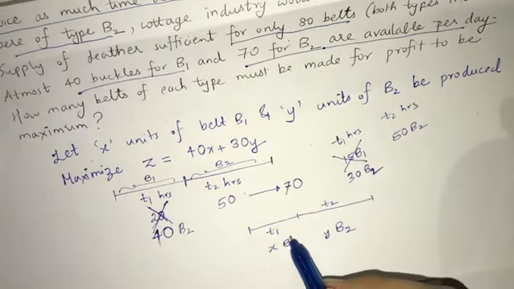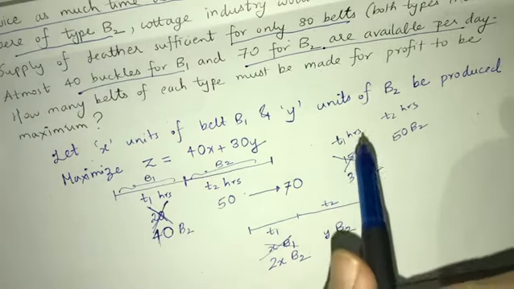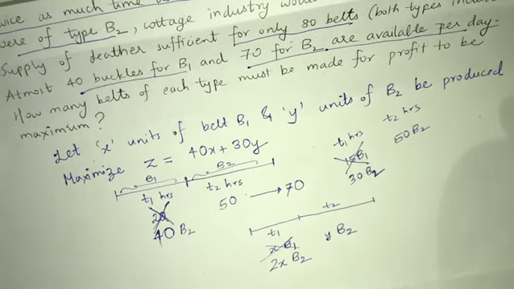So what will x belts be? If I stop producing B1 and in that time I start producing belts of type B2, in the same time what I'm going to get is double the number of belts, right? 20 का हो गया 40, 15 का हो गया 30, तो यहाँ पे x का क्या हो जाएगा? 2x. So I was making x belts of type B1. Now I stop the production of B1.